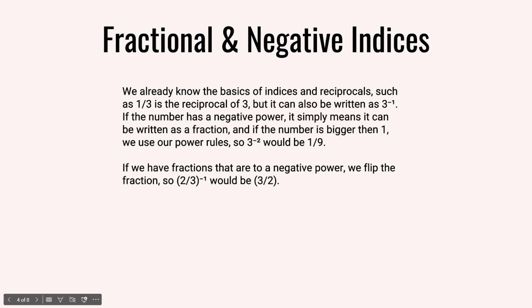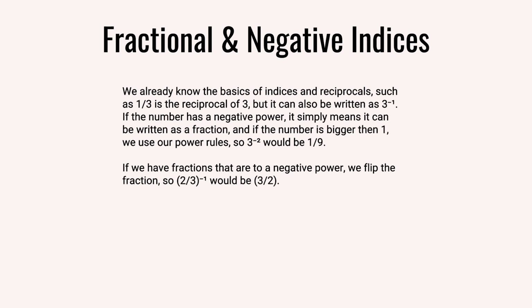We already know the basics of indices and reciprocals, such as a third is the reciprocal of 3, but many of you may not know it can also be written as 3 to the power of minus 1. If a number has a negative power, it simply means it can be written as a fraction. And if the power is bigger than 1, we use our power rules. So 3 to the power of minus 2 would be 1 over 9, because you have 3 to the power of minus 1, which is a third, and then you square that. So you're doing a third times a third, so you get a ninth.